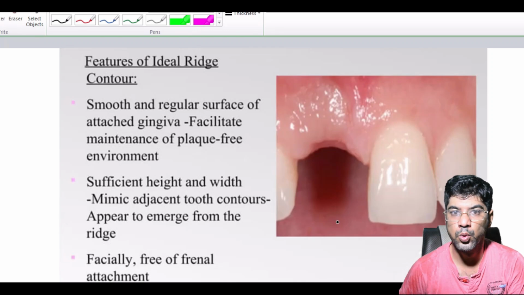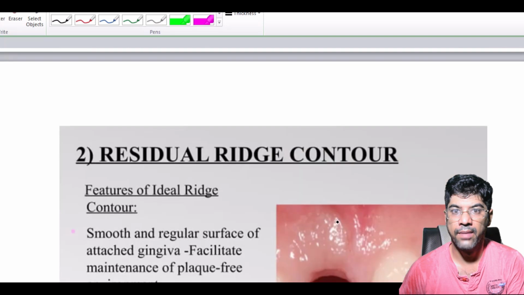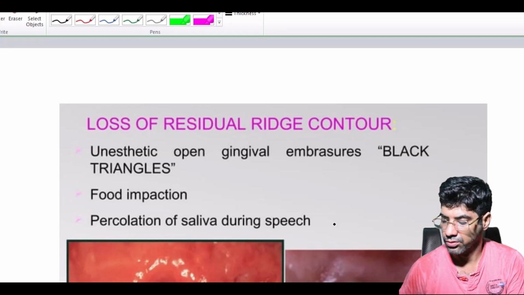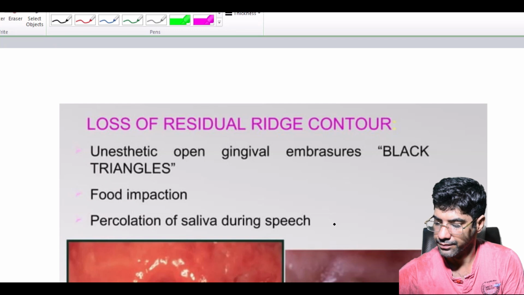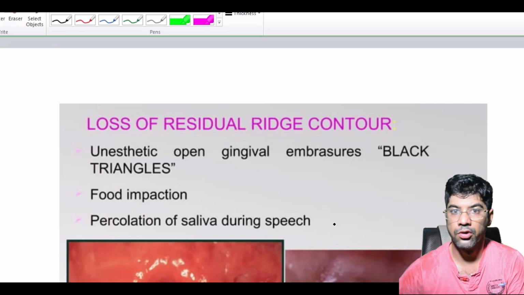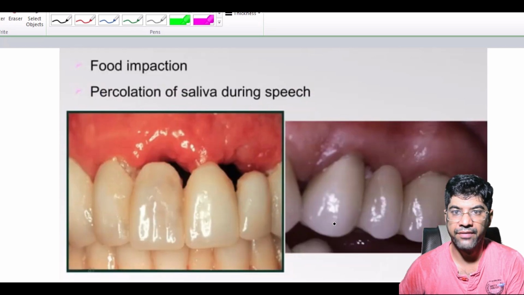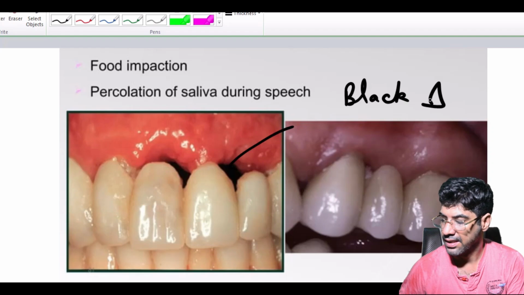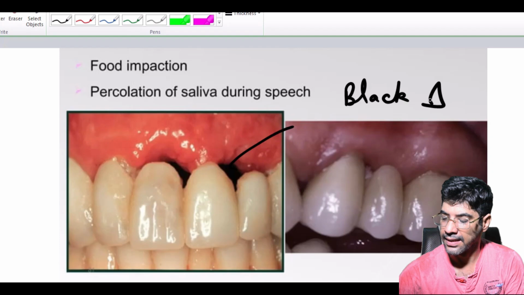Second is the ridge contour. For resorbed ridges, an augmentation procedure or tissue graft may be needed before Pontic placement. Loss of residual ridge height or width can lead to gaps or open embrasures between the Pontic and the adjacent natural tooth. These open spaces are often known as plaque triangles.